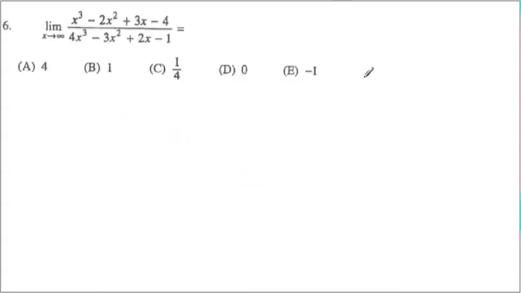Number 6, limit as x approaches infinity for the given expression on top and bottom. Notice that as x approaches infinity, the exponents of the numerator and denominator are the same. In that case, our answer can be formed using the coefficients of the leading exponents. We have 1 and 4. So our answer is 1 over 4. Choice C.